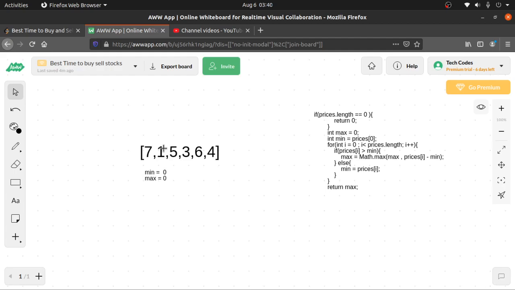Let's do one by one and try to understand. For example, this one, in this case, minimum is 0, maximum is 0. So minimum starts with prices of 0. So in this case, we start with minimum 7. I made a mistake here, sorry. Minimum is on day 1. This is the current minimum we have. And we will start looping through.